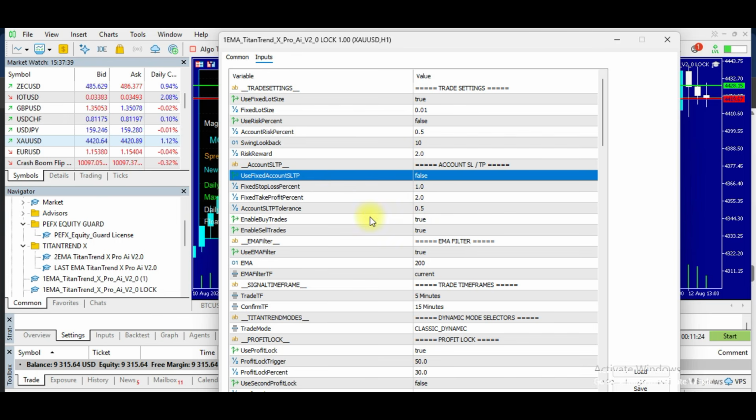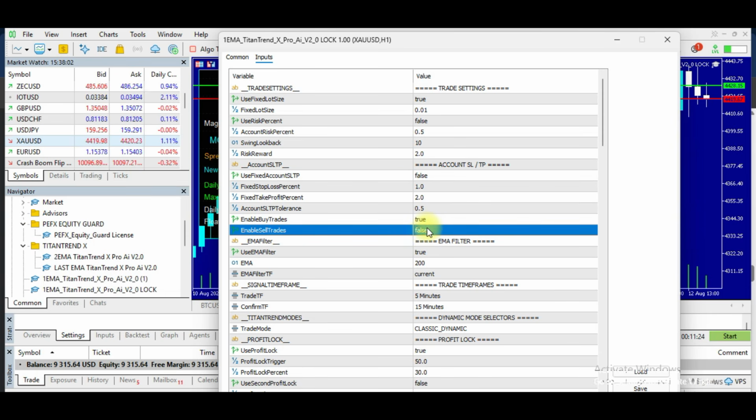So now let's go down. When you come here, you see enable buy trade and sell trade. This is the buy and sell feature, so you can filter trades using whichever fits your trading style. If you want only buy, you can turn off the sell by double clicking like this. Like on Boom and Crash, if you are using Boom and want only buying, you can turn off selling. Likewise, if you want selling, turn off the buy and turn on the sell.